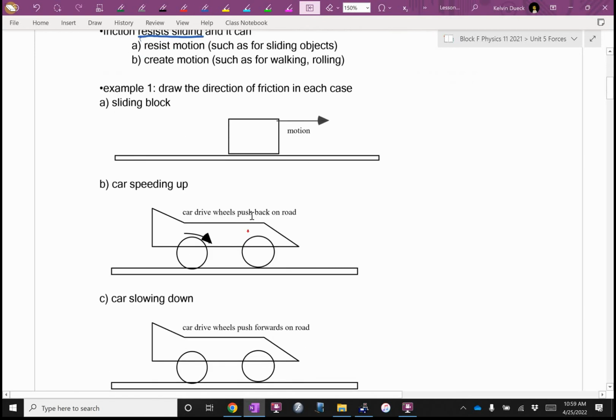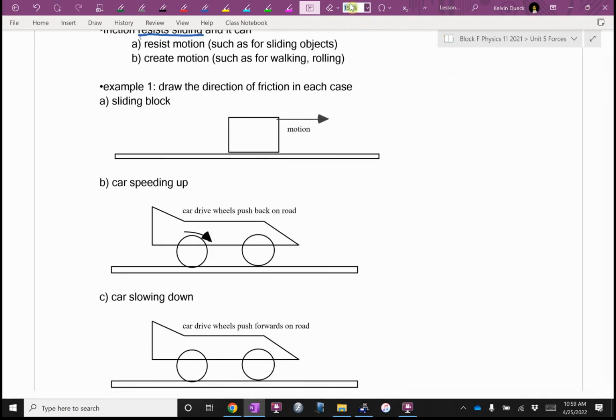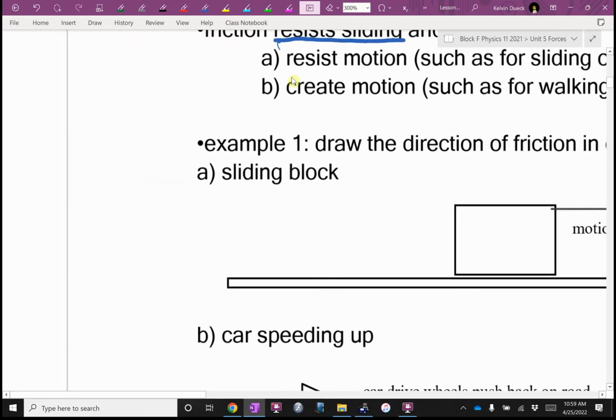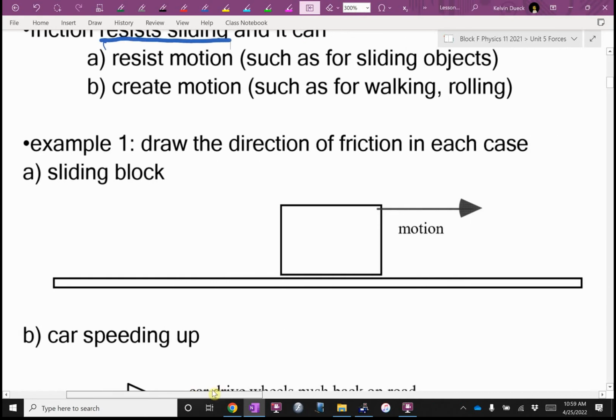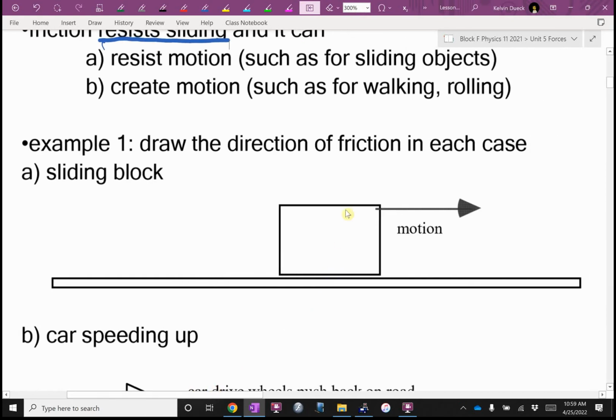So example 1 says, draw the direction of friction in each case. I'm going to zoom in. We're running into a bit of a problem here. I could not get the Word document, that box, to touch the surface. So if it looks like it's hovering, it's not. This is supposed to be completely filled in right here, and I just couldn't get it to mesh. Okay?